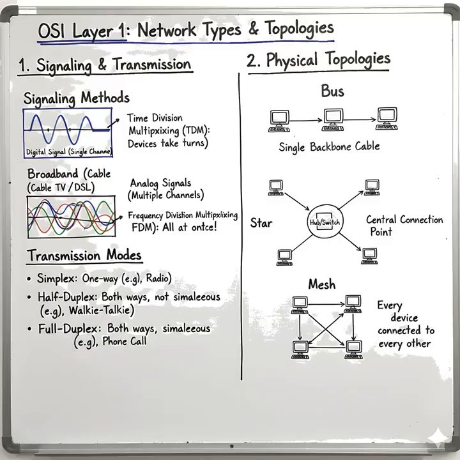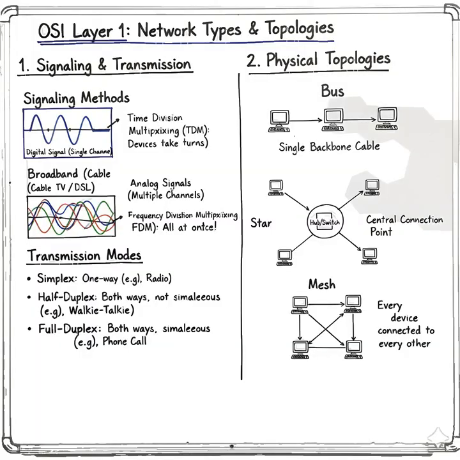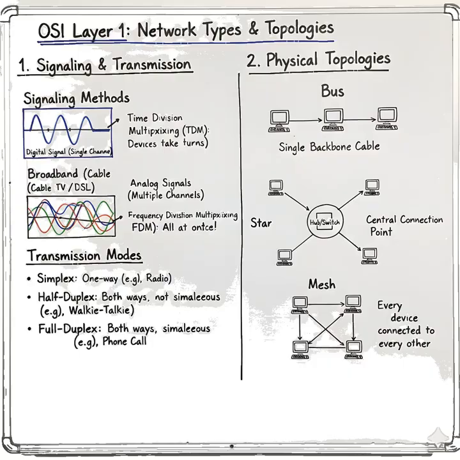Simplex. Data travels in one direction only. For example, a keyboard to a computer or a radio broadcast. Half duplex. Data can travel in both directions, but not at the same time. For example, a walkie-talkie or an old-school network hub. Full duplex. Data flows both ways simultaneously. For example, modern switches and telephones, providing the highest efficiency.